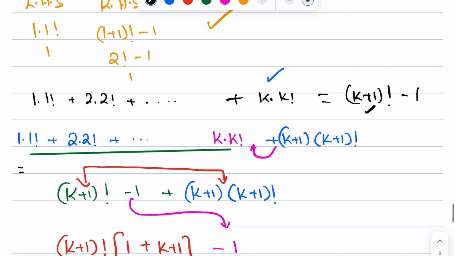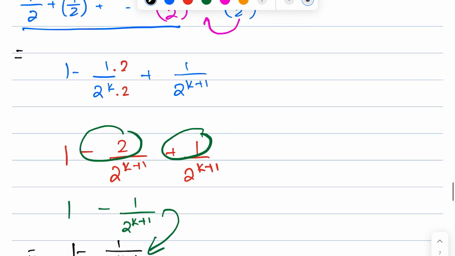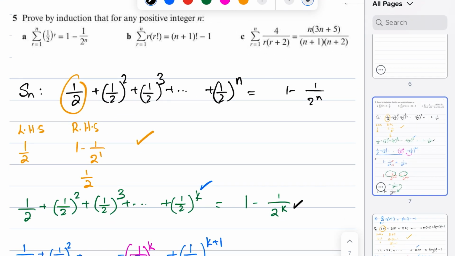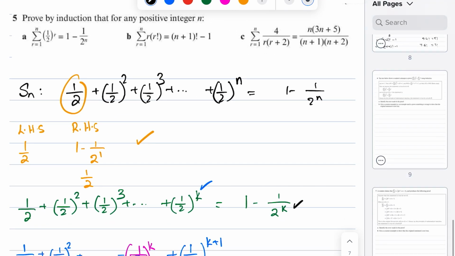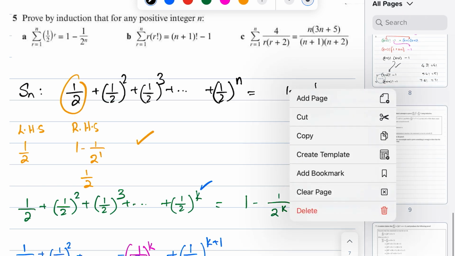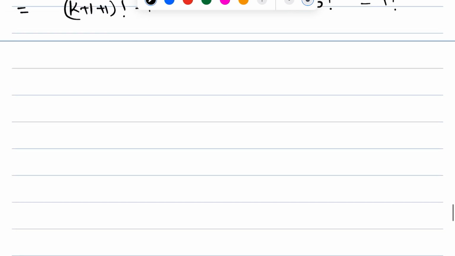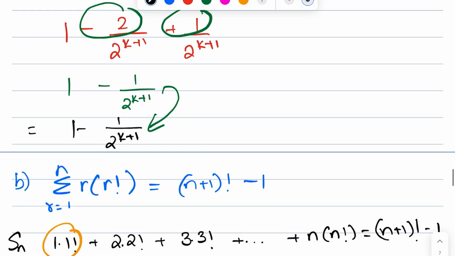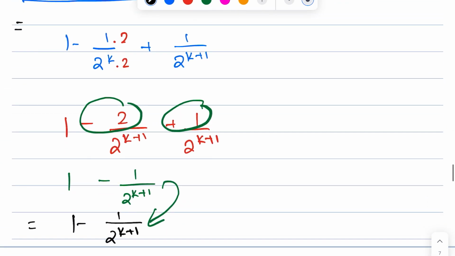That's question number 5B. Now come to 5C. So by principle of mathematical induction, you can write the conclusion. So 5C, what is question number 5C?